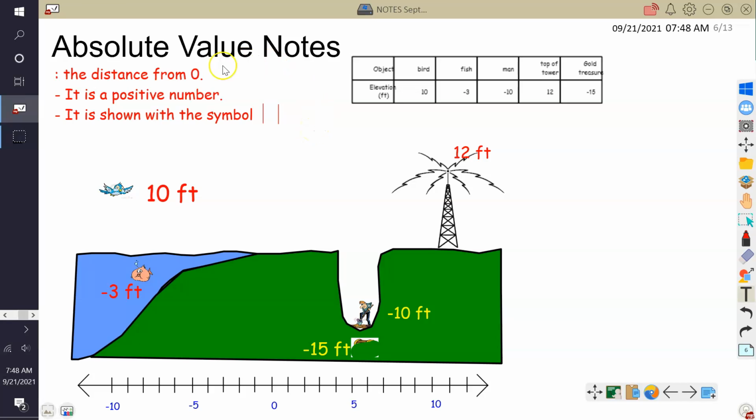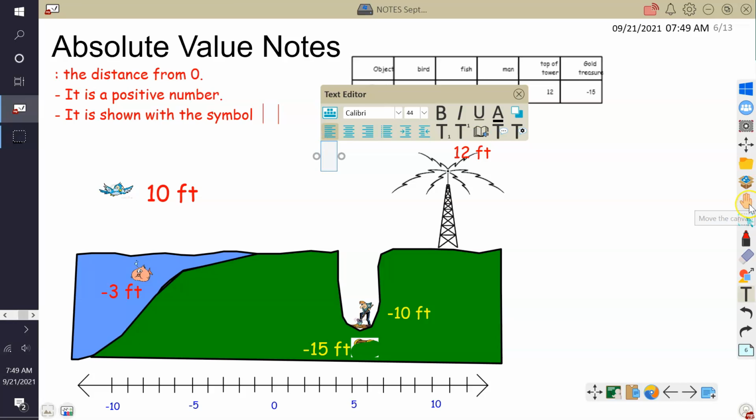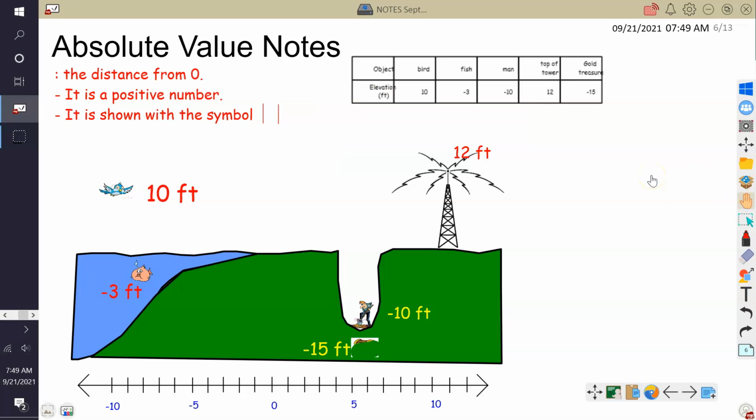Absolute value is the distance away from 0. So in our game of 25, we really were comparing to 25. 25 kind of was our 0. Even though it wasn't the number 0, we were thinking, here's 25 on a number line, and we were only concerned with how far above or below we were. So the distance from 0 is the absolute value.